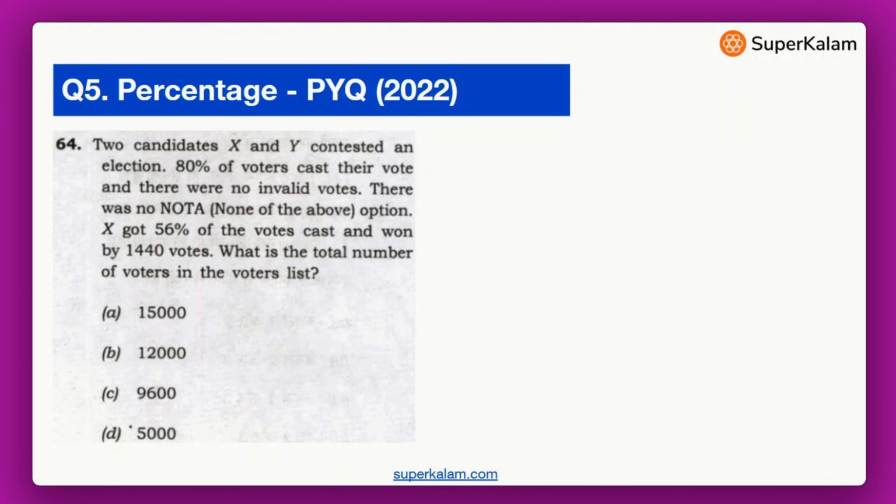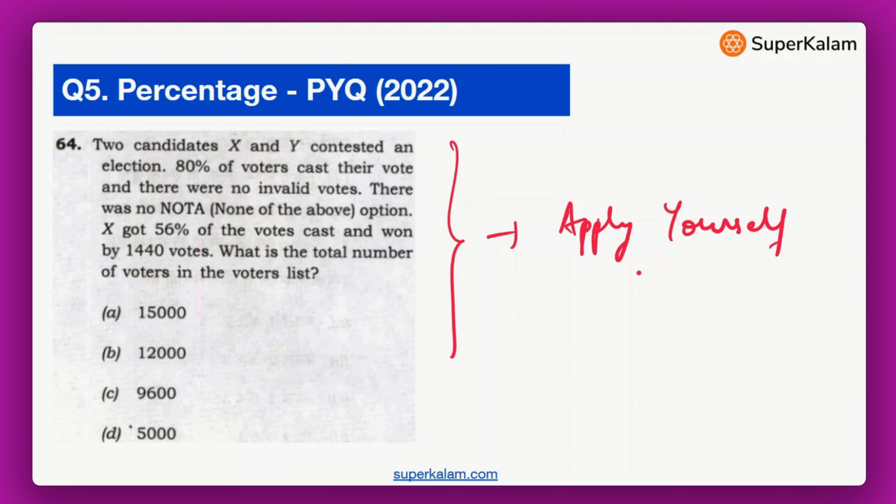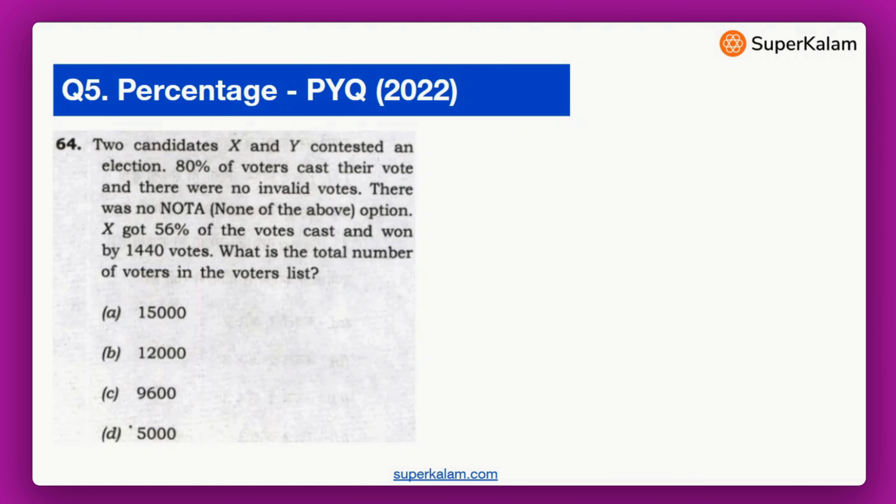And lastly, this is a little bit trickier question. I want you to apply yourself and give yourself time. Give at least 15 to 20 minutes of your time. Try to solve it, try to understand what the question is demanding from you, and try to apply yourself. So we have covered the topics of averages and percentages. These are some low hanging fruits.